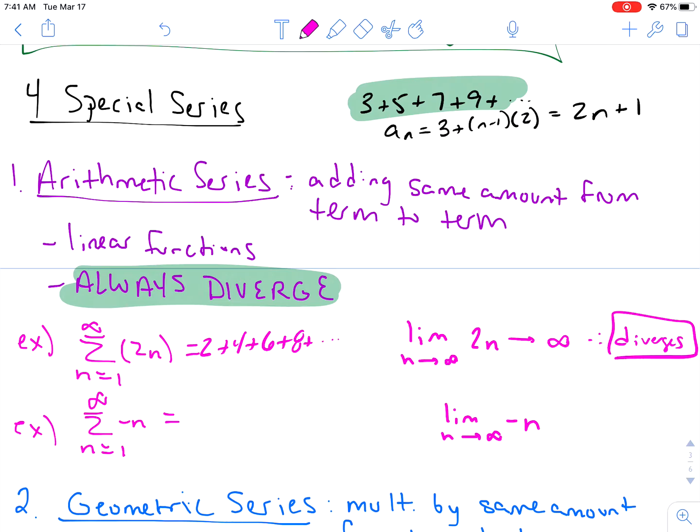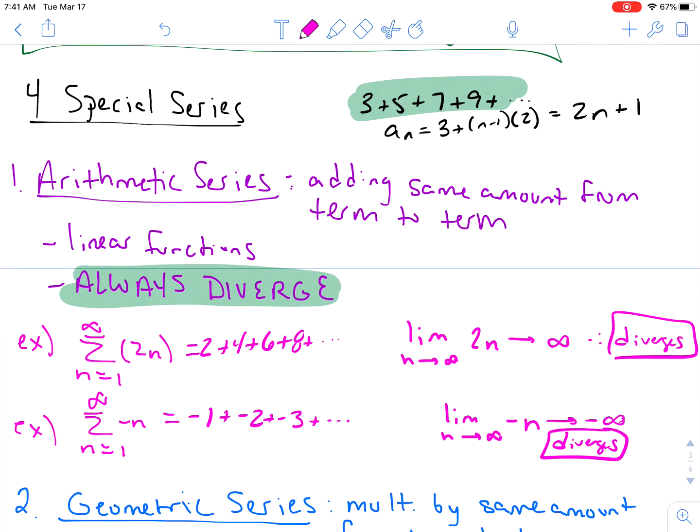Looking at the next example, we have the linear function negative n, right? That's comparable to y equals negative x. All right, if I plug the values in here, it's just going to get larger and larger in the negative direction. Here, the limit approaches negative infinity and once again diverges.